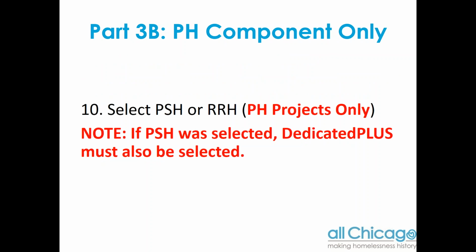Question 10 is only for permanent housing, and this is where you select whether you're doing permanent supportive or rapid rehousing. And as you all hopefully know already by now, the board passed a motion yesterday where all new and turnover permanent supportive housing units need to be dedicated plus. So after you check PSH, make sure you're checking dedicated plus as well.